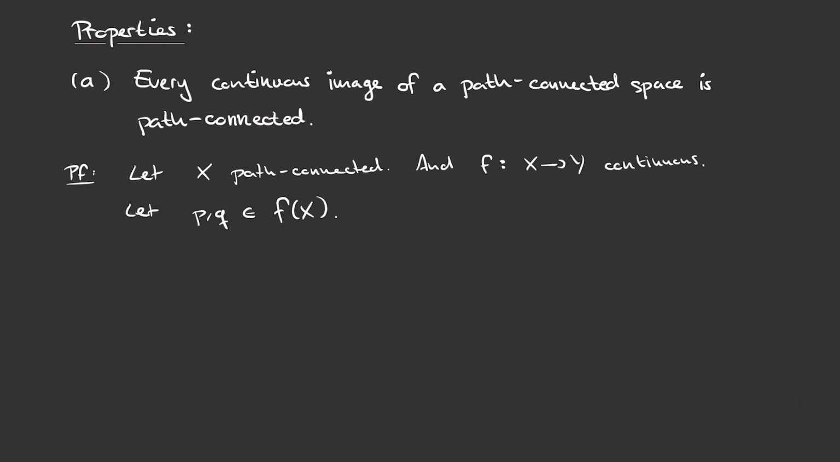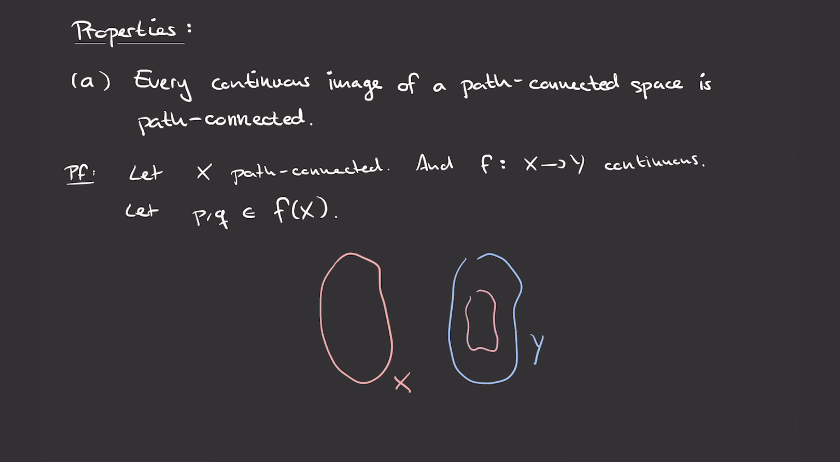To see how to do this, I'll draw a picture. So we have our space Y here, then we have our space X here, and the image of X is some subspace of Y. So this is f of X. I've now chosen some arbitrary points P and Q in the image. Now the information we have is that X is path-connected. So somehow we have to come up with a way of transporting a path in X to a path in Y that connects P to Q.